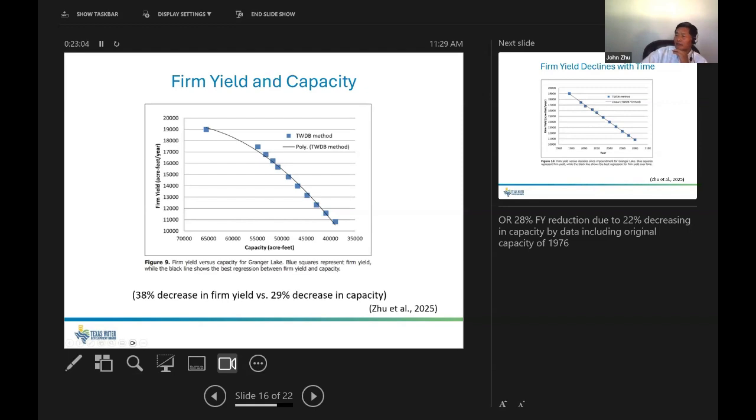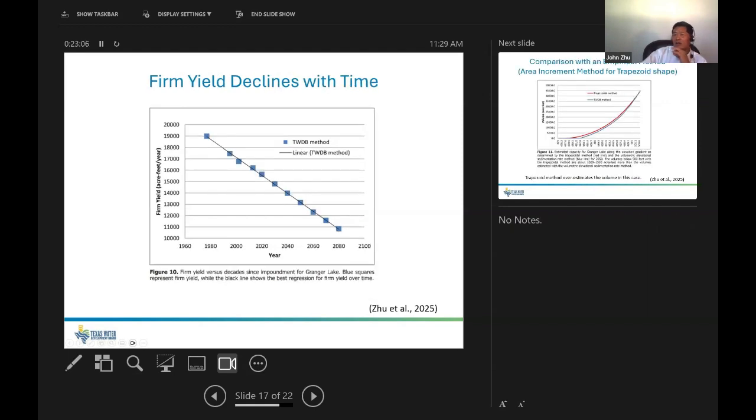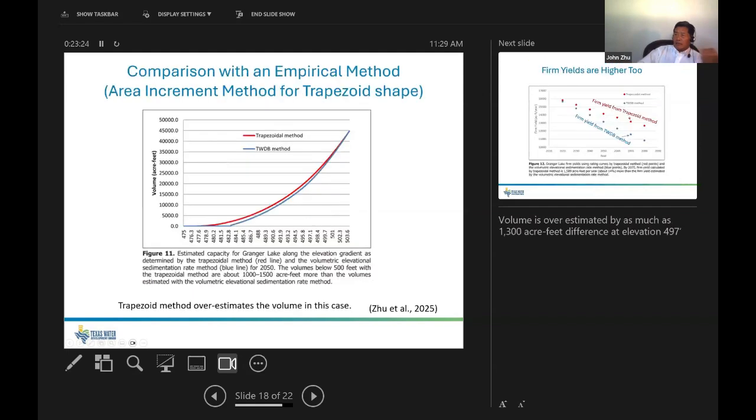Yeah. And then we can also compare with the time. The timing is from 2030 planning to 2080. The firm yield is going down like this, and that is computed by actual capacity. So that is the method and how we use it.